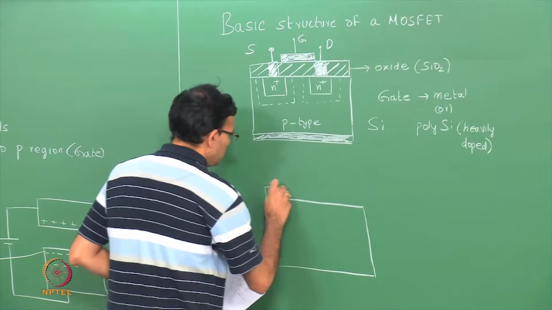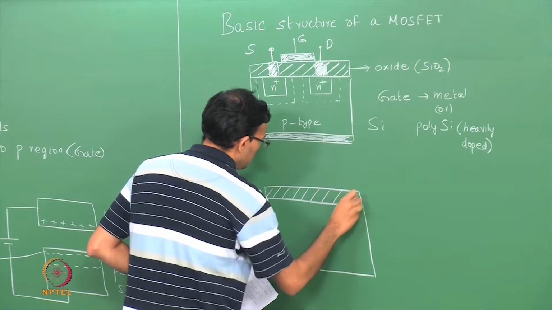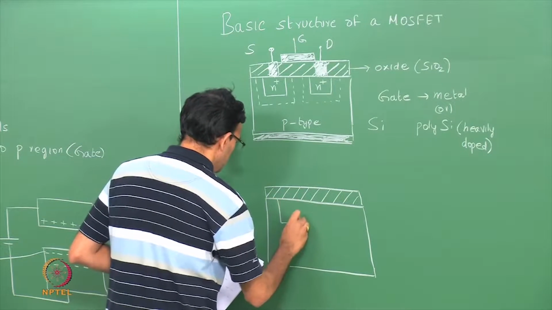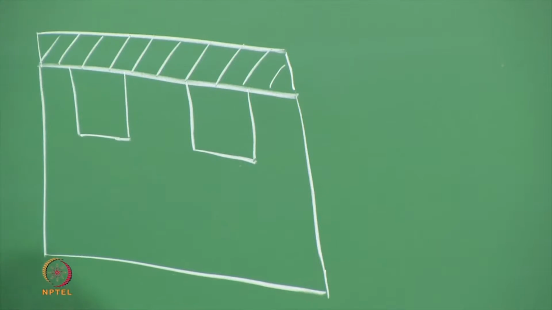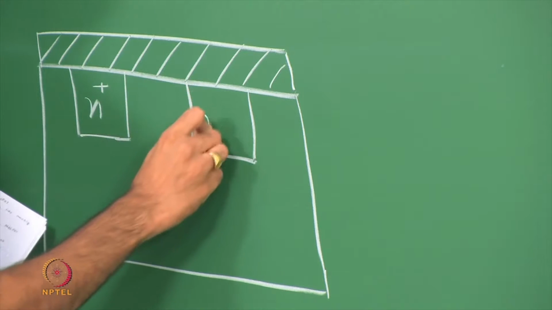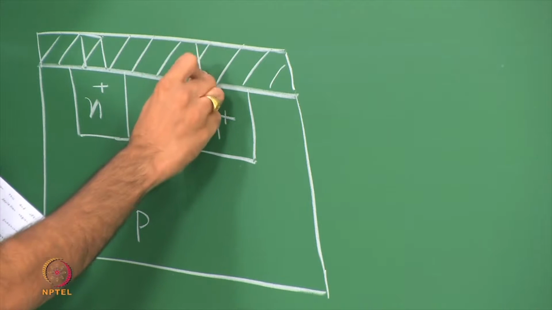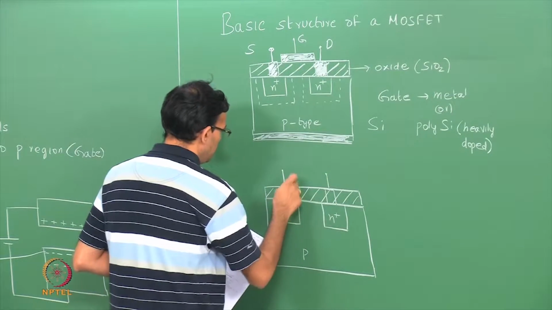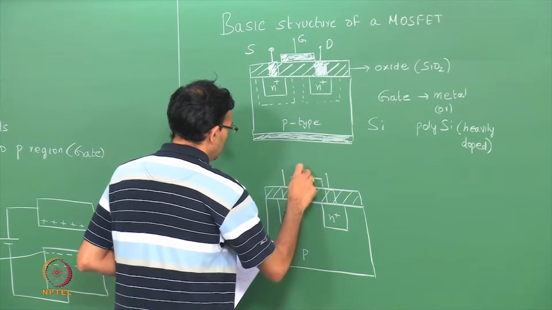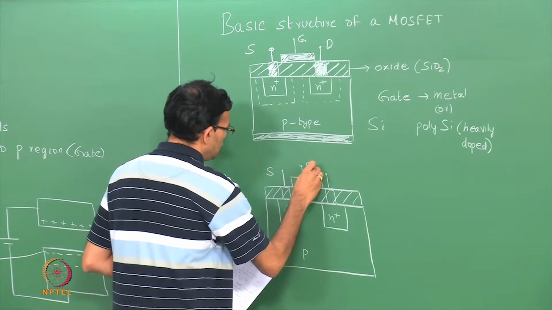So let me redraw. We are going to keep the MOSFET as the same. So you have a bulk P. I have two N plus regions. So I have my source and the drain, and I have a gate. So let me just mark them S, G and D.